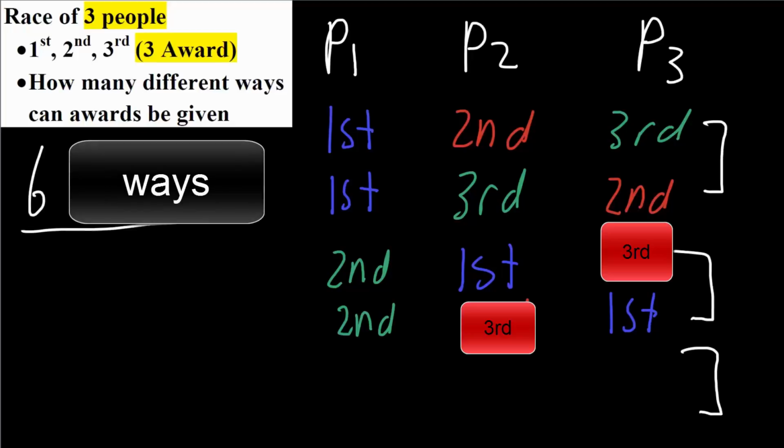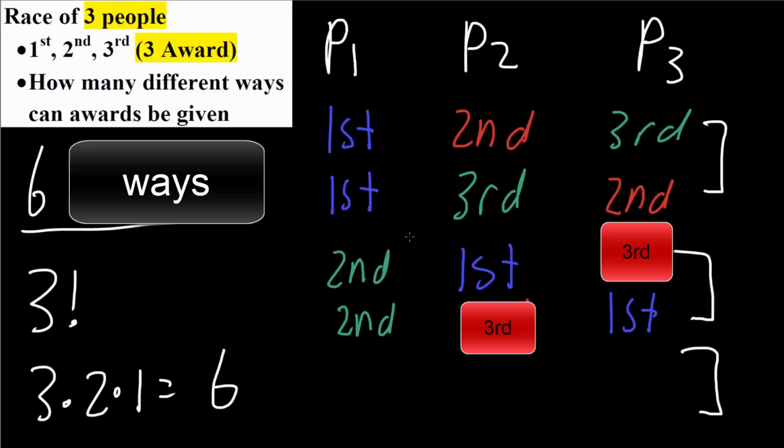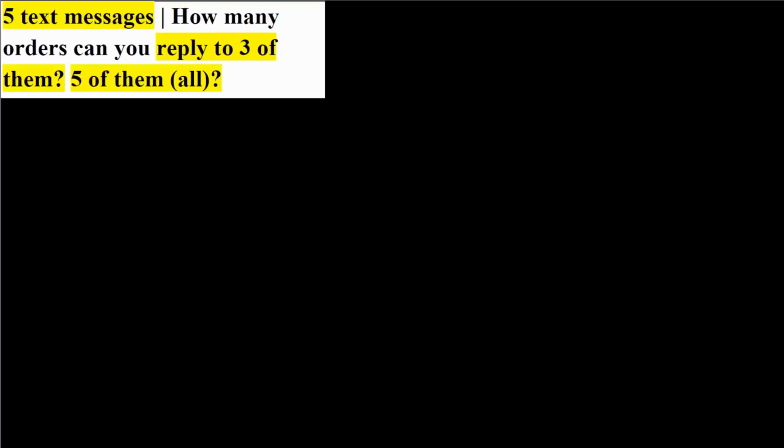And another way to think about this is that we have 3 people, 3 awards, so 3 factorial, which is 3 times 2 times 1, which is 6. So this way we went over each scenario, but if say for example we had 10 people and 10 awards, it would be 10 factorial, which would be way too hard to illustrate. And so now the second problem is going to be a little bit different.